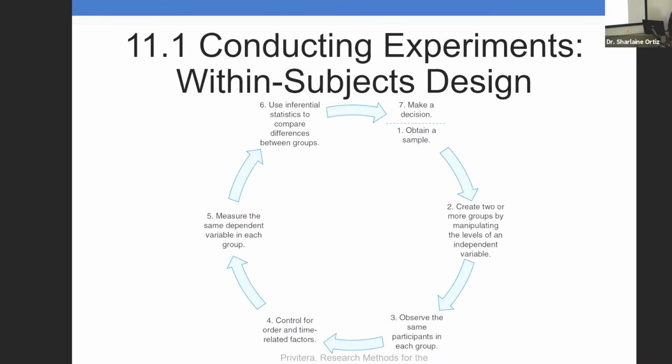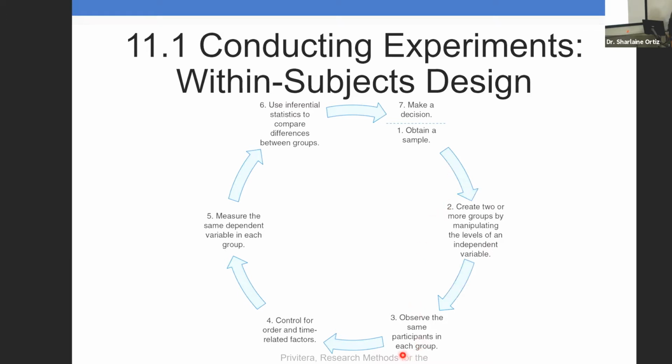If you remember, very similar to our between subjects design, we do have very similar steps when it comes to the within subjects design. Now, something that I do want to mention very quickly is the first thing that we do is obtain a sample, right? We will have different levels in which we're going to manipulate our independent variable.